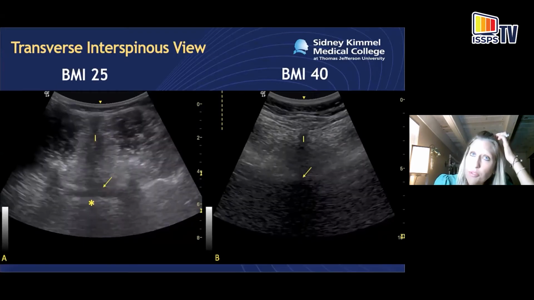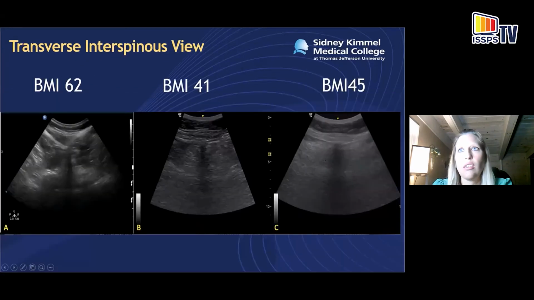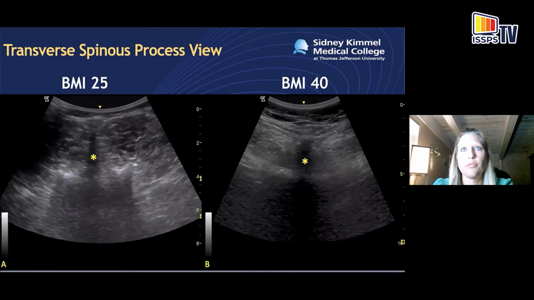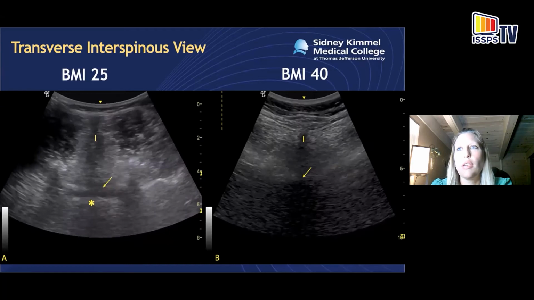Here, the same two patients, BMI 25 and BMI 40, on the interspinous view. Here in the non-obese patient, we can clearly see our posterior complex here and our anterior complex here and our interspinous ligament. And on the right, we could just see the interspinous ligament and probably see the posterior complex there at the arrow, but really can't see the anterior complex.